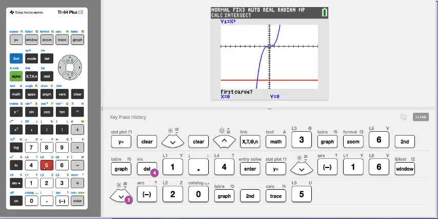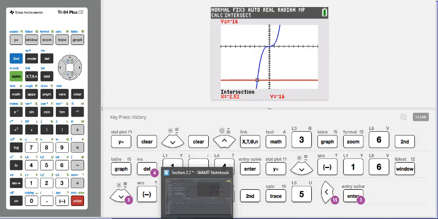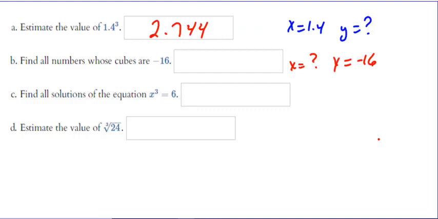So we're going to second trace, go to number 5. We're going to move that thing down. There you go. Hit enter, enter, enter. Ladies and gentlemen, -2.52. Okay, -2.52. Let me write that a little bit better.